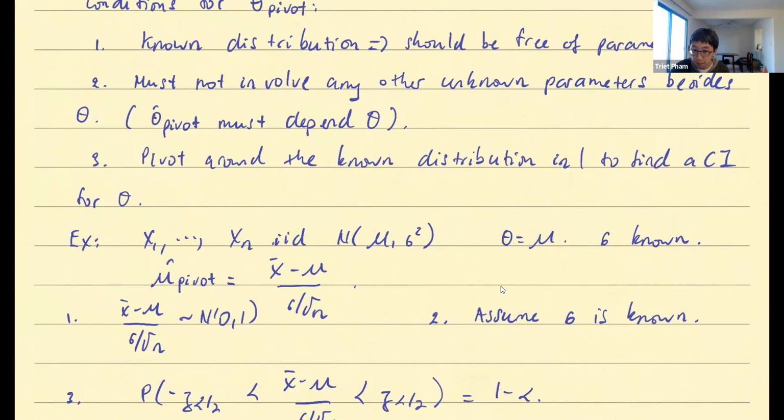It should be free of parameters, all right? It should be free of unknown parameters because, you know, if it depends on known parameters, it's not that bad. But still, ideally, look at the normal 0, 1. Normal 0, 1 is a distribution that does not depend on any unknown parameters.